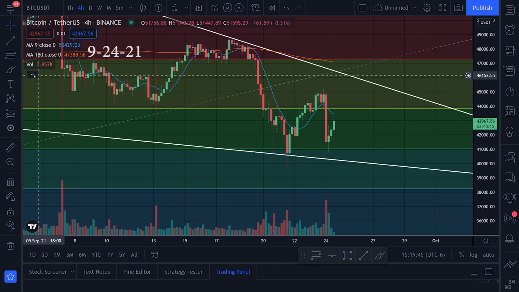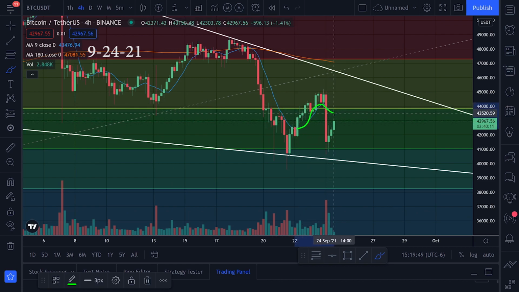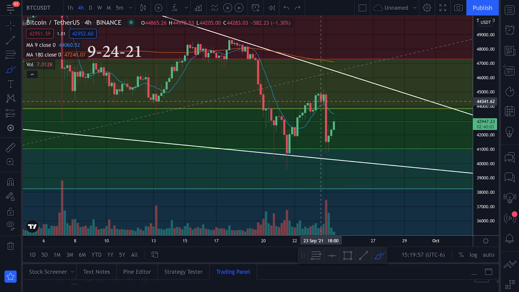In the smaller time frame, we could watch basically on the 4-hour time frame. I'll be watching this 9 moving average. Let's see if we come up and break through it, or if it gives us resistance and we get pushed back down. That's the main thing that I'll be watching in the smaller time frame though.